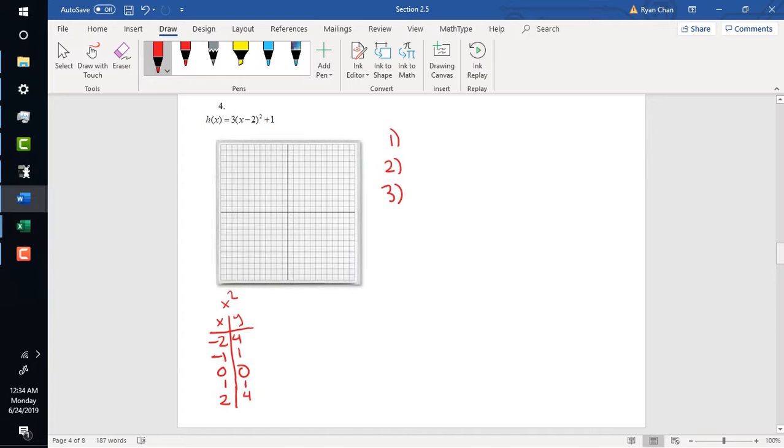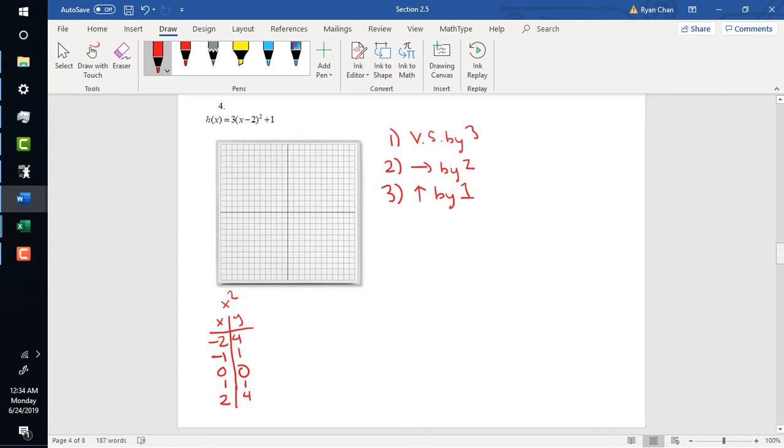So you can do it like this. You can say vertical stretch by 3, going to the right by 2, and then going up by 1. So the way we think about this is stretches and flips go before shifts. And a way to think about it is multiplication always goes before addition and subtraction.